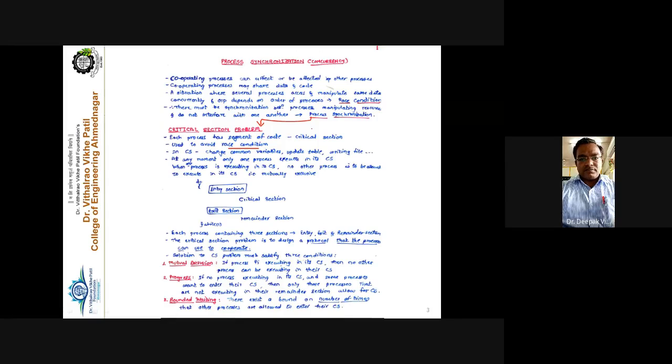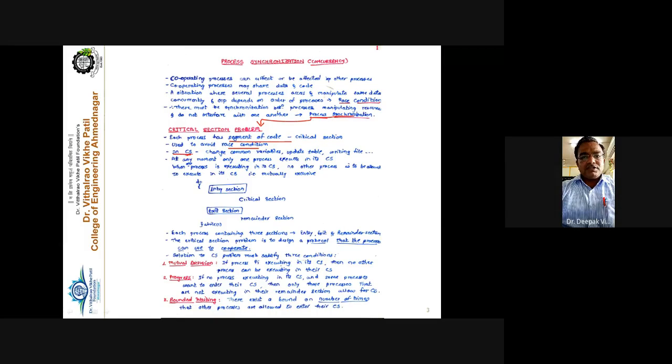in the operating system. Or one can say that critical section gives us the solution for synchronization, or it is nothing but the implementation part of process synchronization in the operating system through critical section. Critical section is nothing but each process has a segment of code that is called a critical section, and it is used to avoid the race condition. CS, or the critical section.